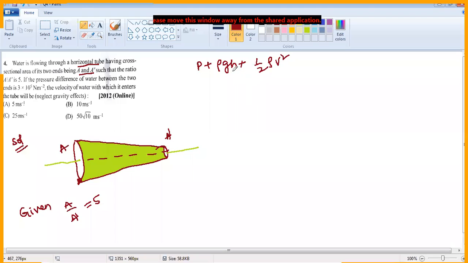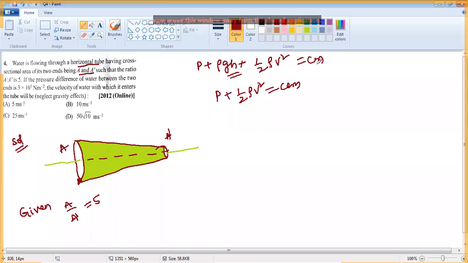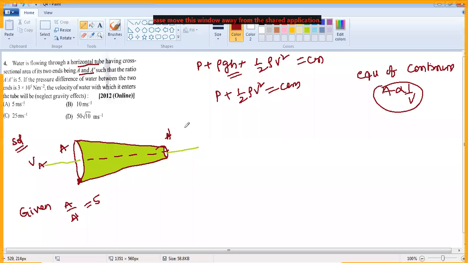Both are at the same level, so H is constant. Now P plus half rho V square equals a constant here. Again, by using the equation of continuity, A is inversely proportional to V. Here the area at A is more, so the speed V at A is less than the speed V at A dash. Where the area is less, the speed is more, so the kinetic energy is more.